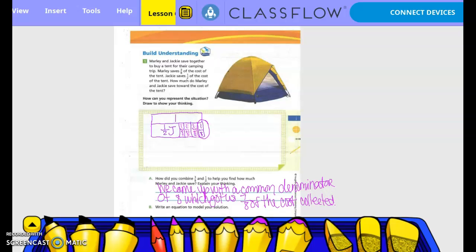And then on B, it says to write an equation to model your solution. So we know that they had 3/8 plus 1/2, right? What did we say our common denominator was? 8, right? So 3/8 can stay the same, but this has to become an 8. How did they get from 2 to 8? Times 4. What I do on the bottom, I have to do on the top. So 3/8 plus 4/8 is 7/8.